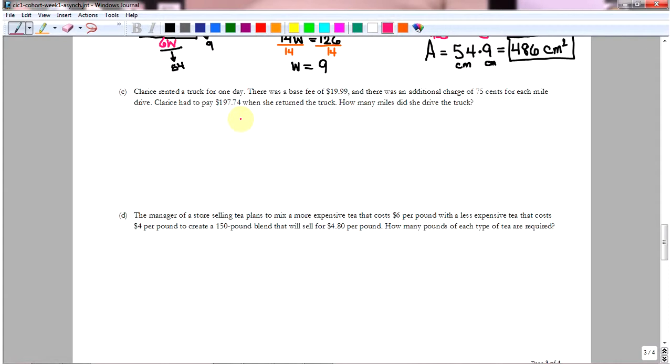Okay, so dealing with algebra, we're going to put a variable in there for what we don't know. So we're looking for the number of miles she drove the truck. So we're going to let that represent m. So let m equal the number of miles driven.